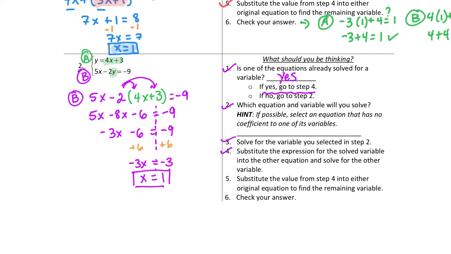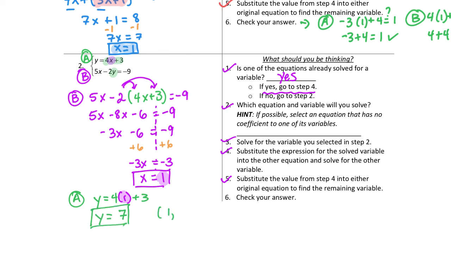Okay, so we've done step 4. We're going to take this 1 and we're going to put it into our original equation. So remember, our original equation was A. So I'm going to replace that x right there with the 1. So you can see I've done that with equation 1, or equation A. When I simplify that, you can see I get 4 times 1 is 4, plus 3 is 7. So we're going to hope that y equals 7 is my solution.